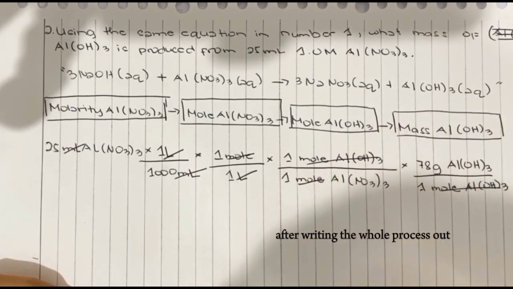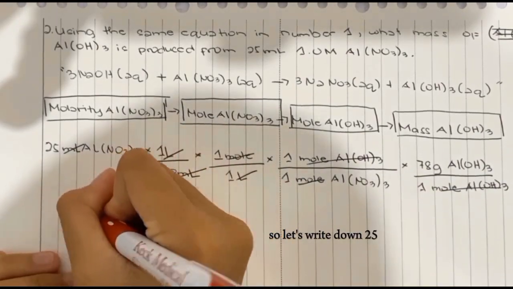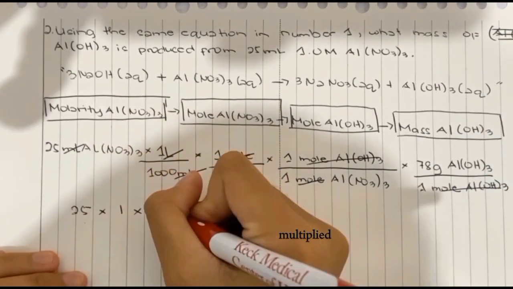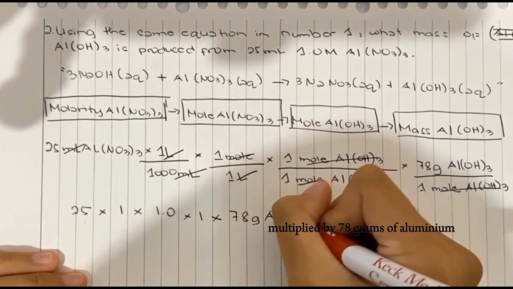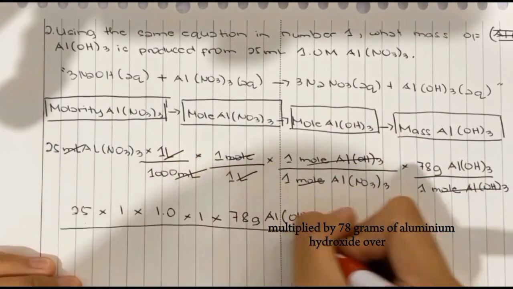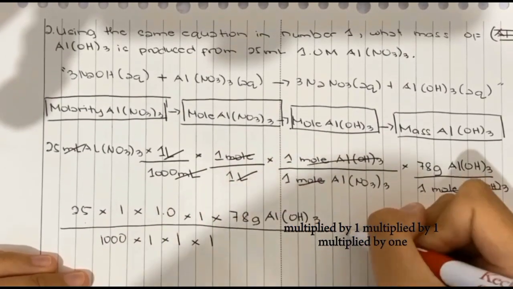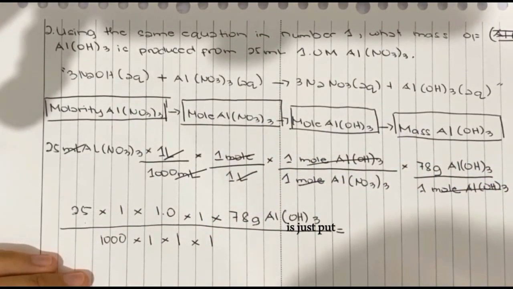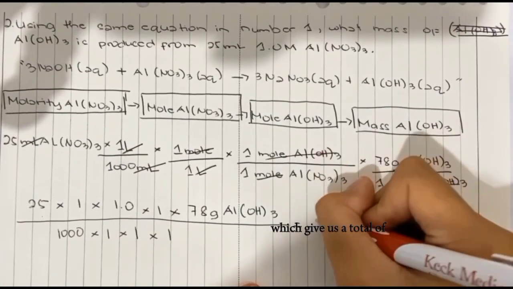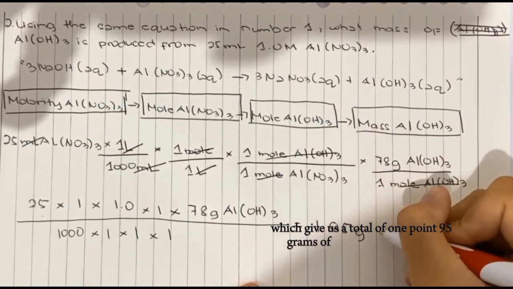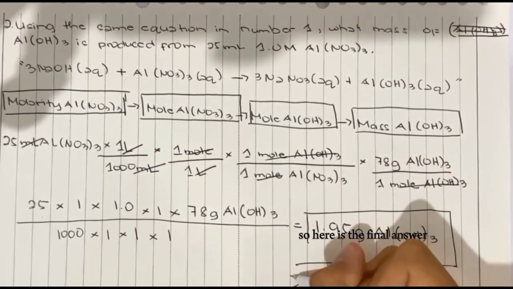After writing the whole process out, you can now rewrite all that we have to put in our calculators. So let's write down 25 multiplied by 1, multiplied by 1, multiplied by 1, multiplied by 78 grams of aluminum hydroxide over 1000 multiplied by 1, multiplied by 1, multiplied by 1. So all that you have to do right now is just put this in your calculator, which gives us a total of 1.95 grams of aluminum hydroxide. So here is the final answer.